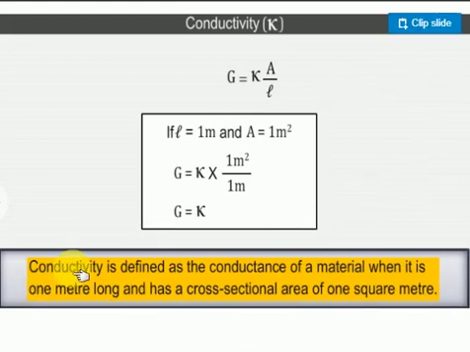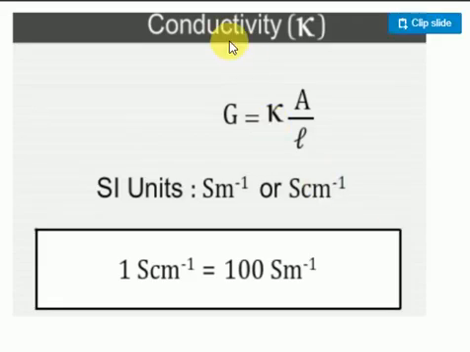The conductivity is defined as the conductance of a material when it is 1 meter long and has a cross section of 1 square meter. That is nothing but conductance only. So remember students, the next point: specific conductance kappa, conductance G is equal to specific conductance into A by L. Units are already discussed: 1 Siemens centimeter inverse, 100 Siemens meter inverse.